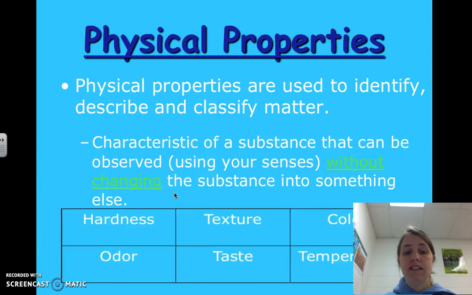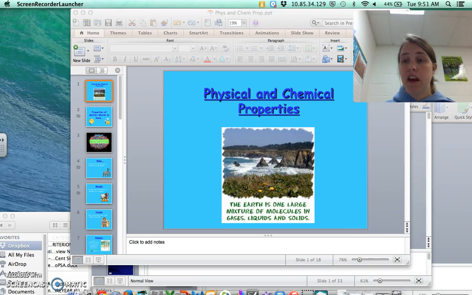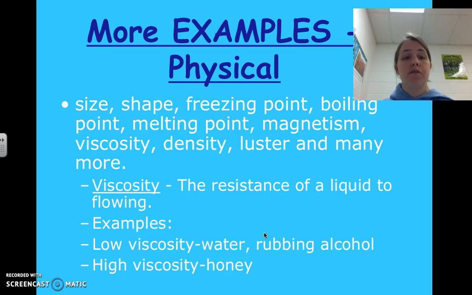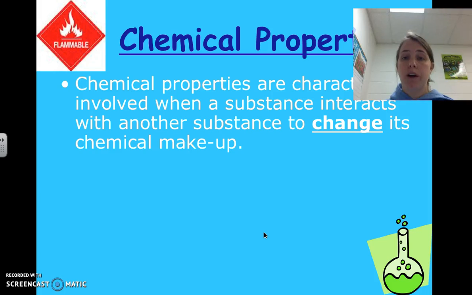So examples would be, is it hard, or is it soft? What is its texture? Is it smooth or is it rough? What's the color? Is it red, black? We can just observe it without doing anything to it. That is a physical property. It smells a certain way. It has this temperature. More examples of physical properties would be size, shape, freezing point, boiling point, melting point, magnetism, viscosity, that's how thick something is, density, luster, how shiny it is, and many, many more.